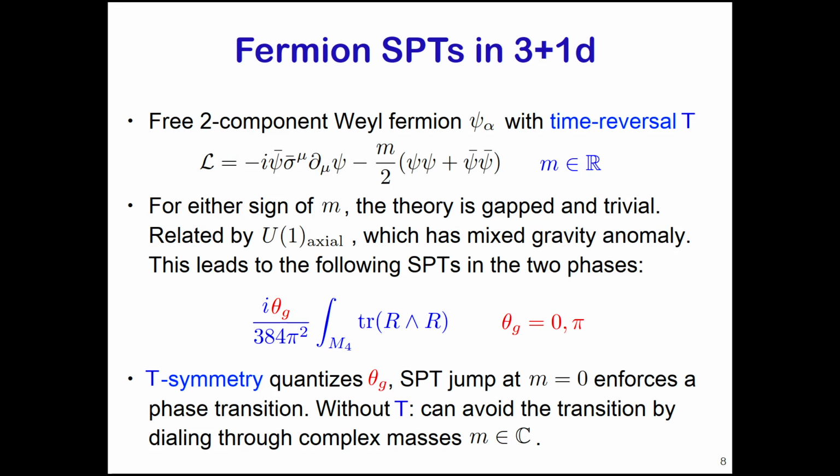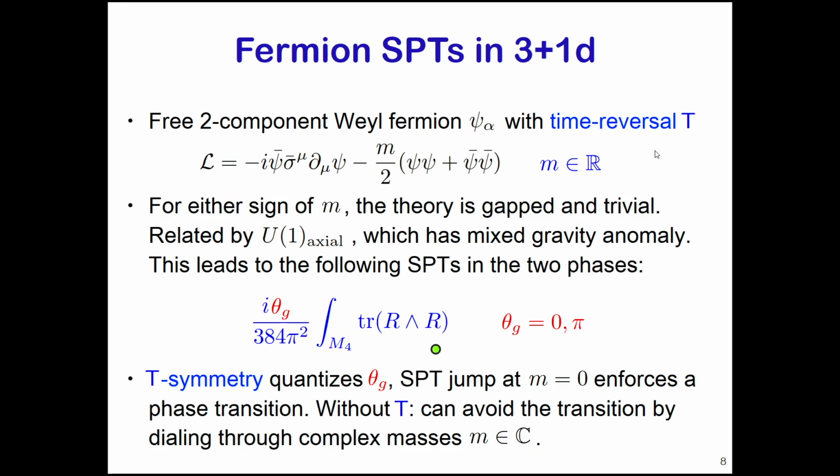If you study the theory in the presence of background fields, you find that the U1 axial actually has a mixed anomaly with gravitational backgrounds. And that means that the two phases, the positive and negative mass phase, actually are slightly different. They differ precisely by the presence of an SPT. And in this case, the SPT is a gravitational theta term.